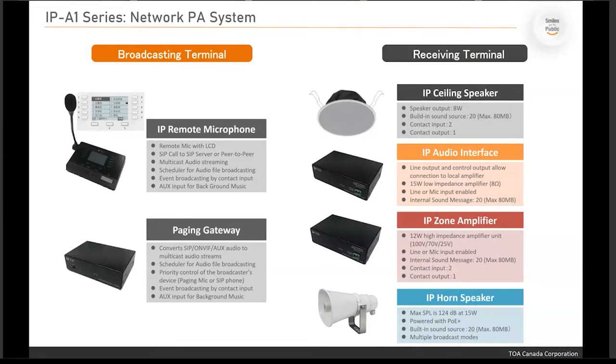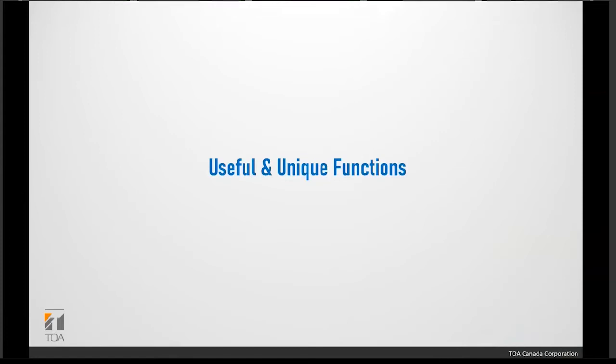While the IP zone amplifier has a 12-watt high impedance output, which can be 70 or 100 volt or 25 volt, it has line and mic inputs, of which only one can be enabled at a time, also an internal memory of 80 MB, 2 contact inputs and 1 contact output. Now, what are the functions that each device can provide in more detail? So each device will bring useful and unique functions.